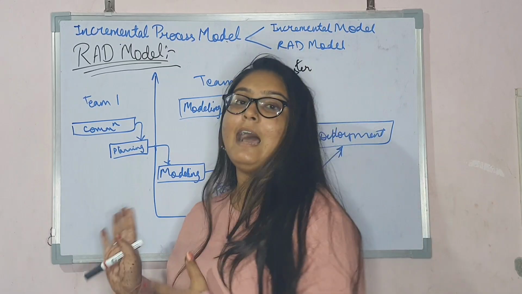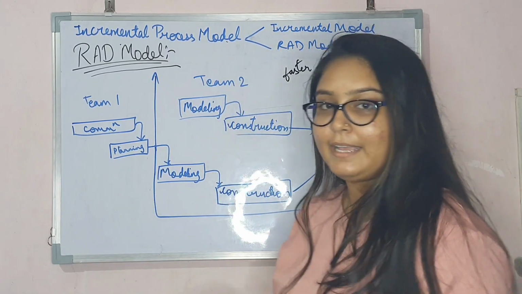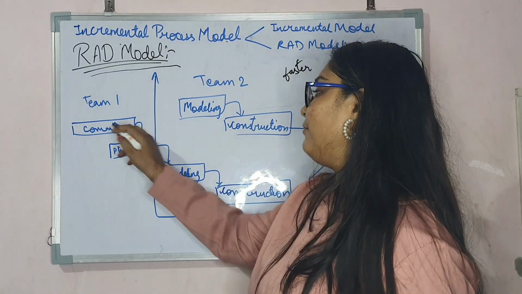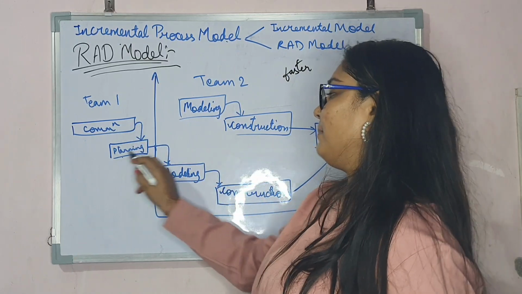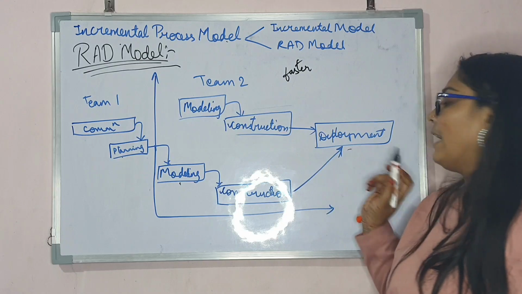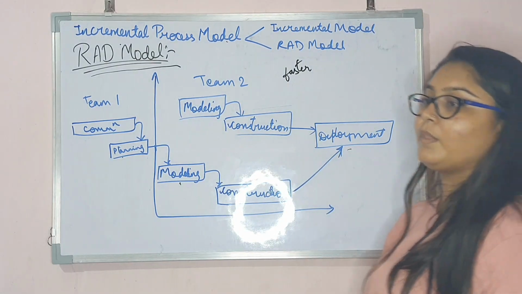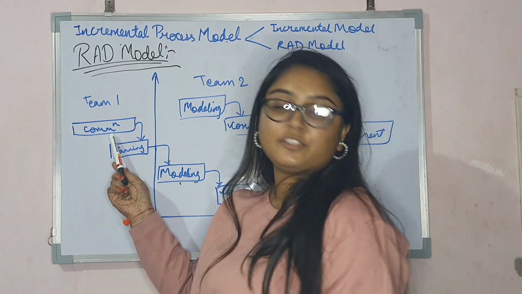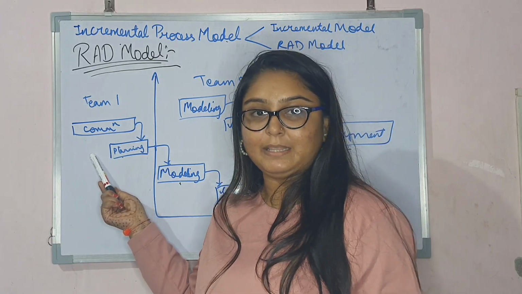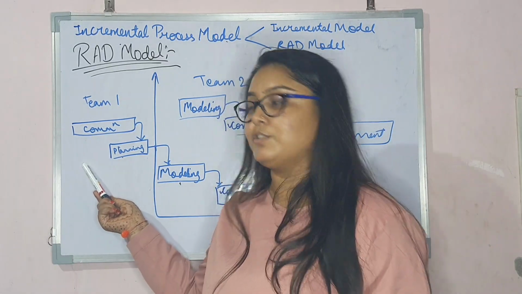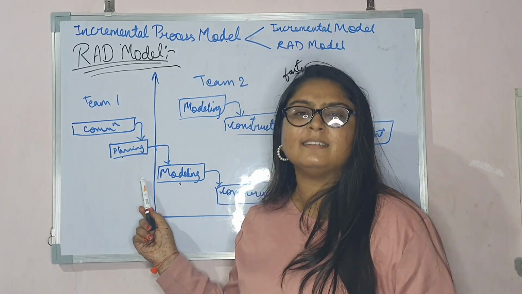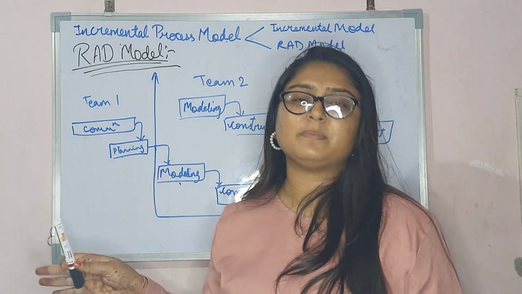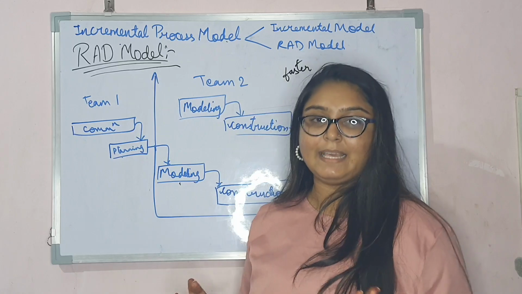So let us learn how this model works. Again, here also these 5 key things are there, that is communication, planning, modeling, construction and deployment. Communication about the software requirement will be there, requirement gathering will be there first of all. Thereafter, planning about the deadline, the resources required, resource management and everything will be there.